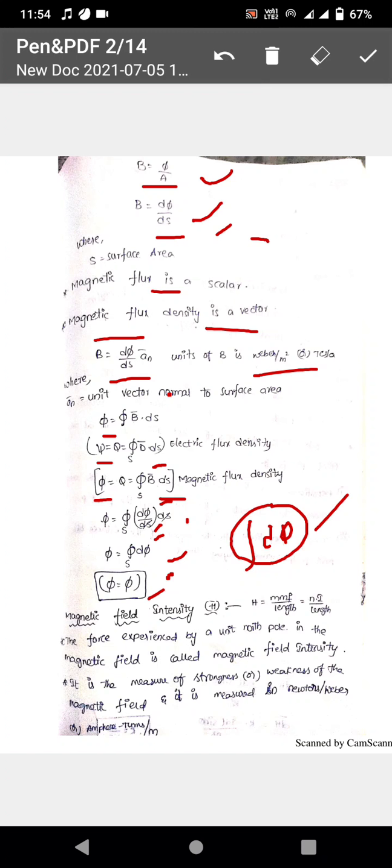Similarly, the definition of magnetic field strength, H bar. H is given by mmf by length. Magnetic field strength or magnetic field intensity is mmf by length. mmf equal to NI, divided by total length. The force experienced by a unit north pole in the magnetic field is called magnetic field intensity. It is the measure of the strength or weakness of the magnetic field.